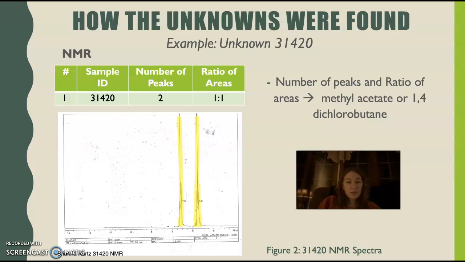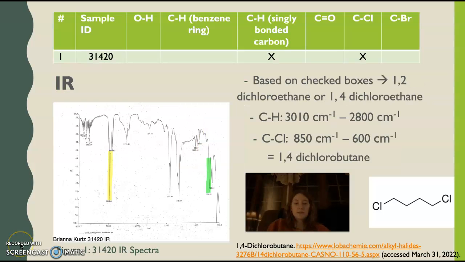You have 2 peaks, which you can see evident in the figure 2 here. The ratio of areas is 1 to 1. The number of peaks and the ratios of areas, when compared to the data graph, gives you methyl acetate or 1,4-dichlorobutane. The second way of analyzing the solution was through IR spectroscopy.